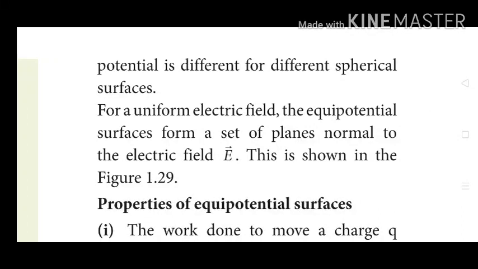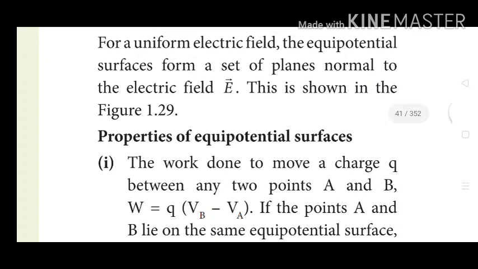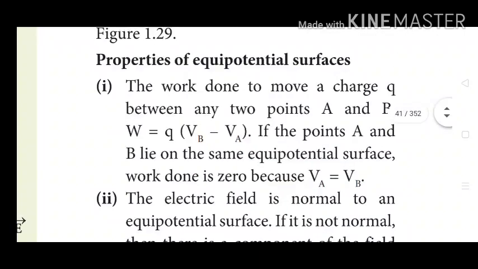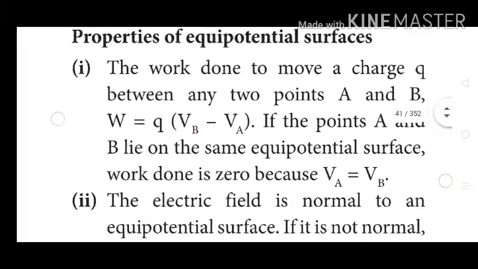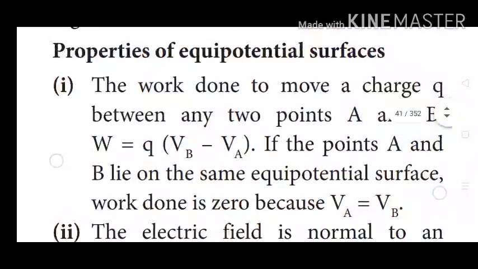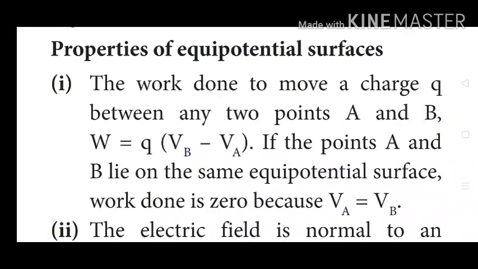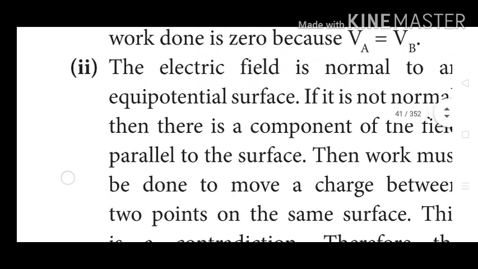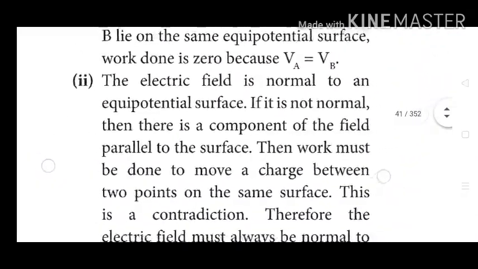For a uniform electric field, the equipotential surfaces form a set of planes normal to the electric field E vector. This is shown in the figure. Properties of equipotential surface, a 1 mark question, children. The work done to move a charge q between any 2 points A and B is W equal to q into (VB minus VA). If the points A and B lie on the same equipotential surface, the work done is 0 because VA is equal to VB. That means the potential is the same.